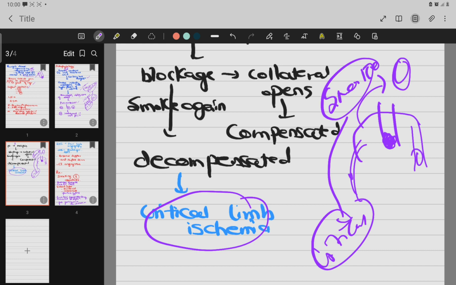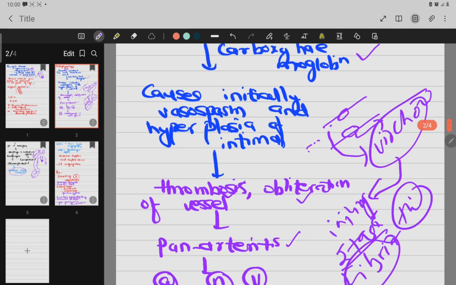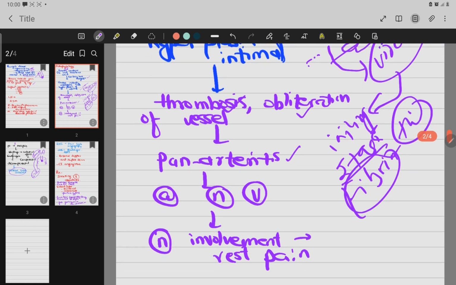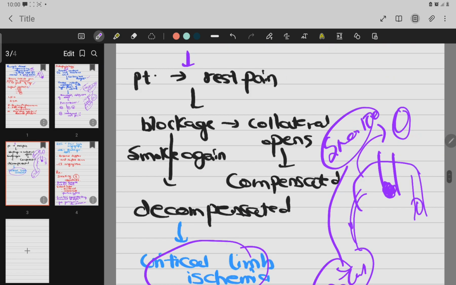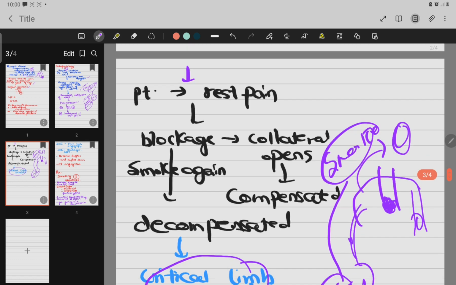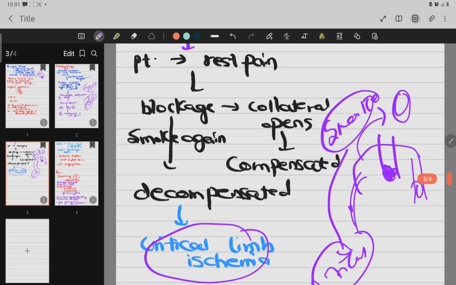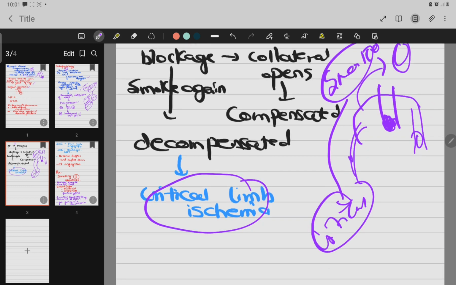Let us revise. Initially the patient smokes. The smoke contains nicotinic acid and carbon monoxide. The carbon monoxide causes vasospasm and then hyperplasia of the intima. As a result, there is thrombosis, obliteration of the vessels, panarteritis, and involvement of artery, nerve and veins. When there is involvement of nerve, there will be rest pain. Then there is artery blockage, the collaterals open, and it is called the compensated state. If the patient smokes again, it results in a decompensated state, and finally there will be critical limb ischemia.